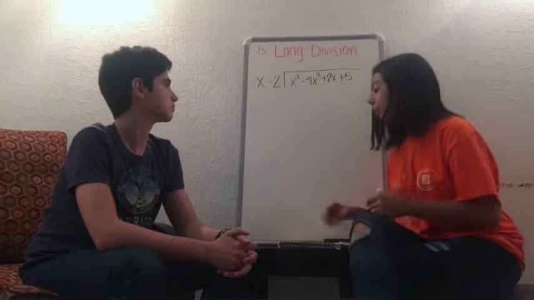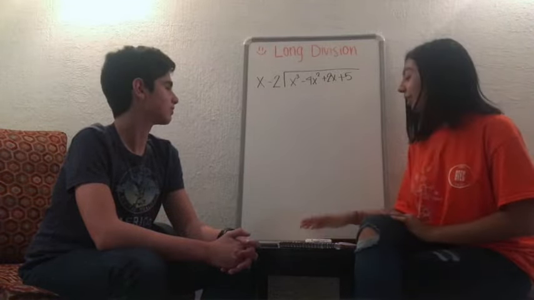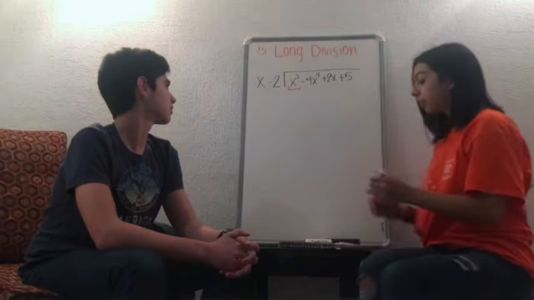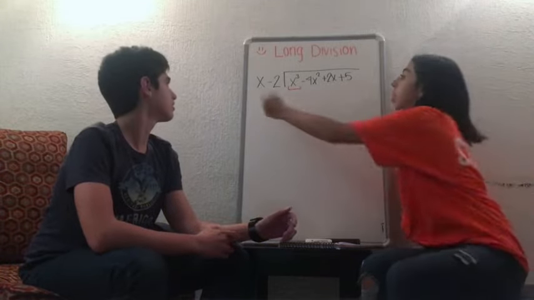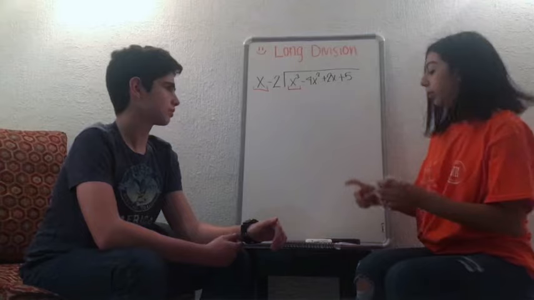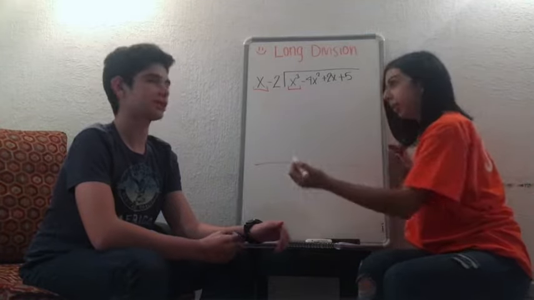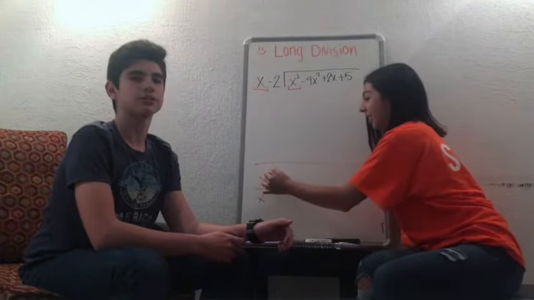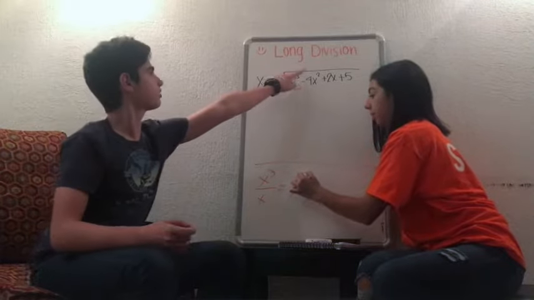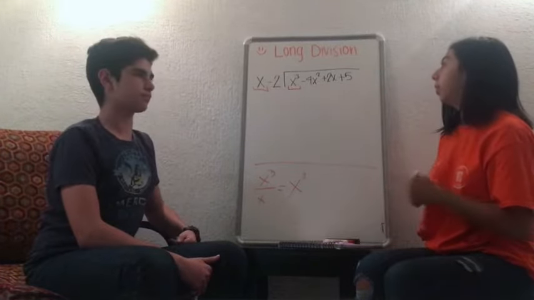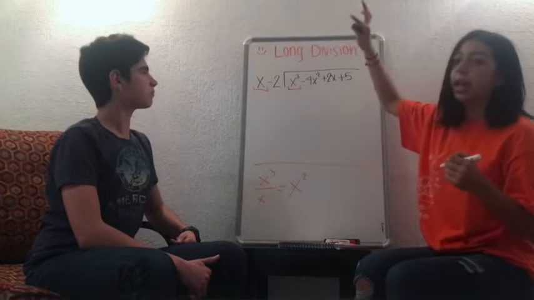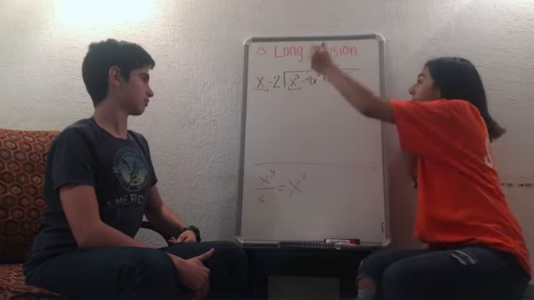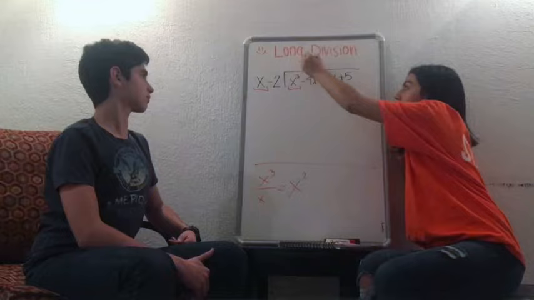So let's start. Okay, so what we're going to do first is take our first term inside the dividend, which is x cubed, and we're going to divide it by the x, which is our first term from the divisor. So x cubed divided by x gives us x squared. So we're going to put it up here. The answer that we get, we're going to put it right above its matching term. If we get an x, above the x. If we get an x cubed, above the x cubed. As we got an x squared, it goes above the x squared.